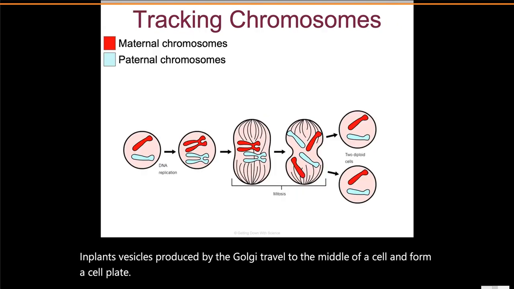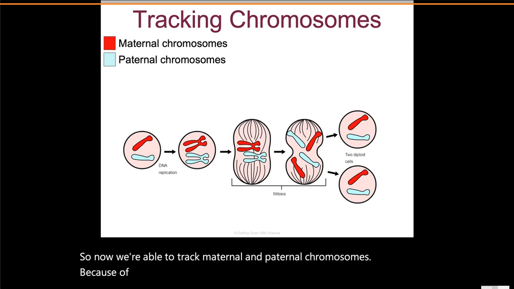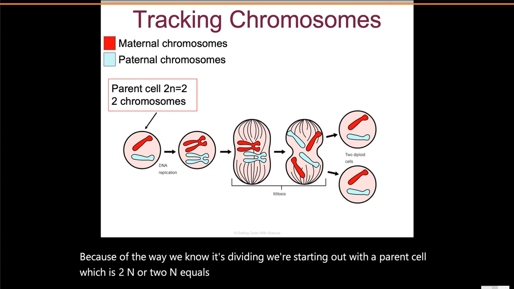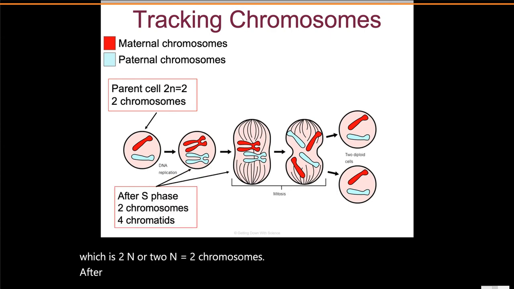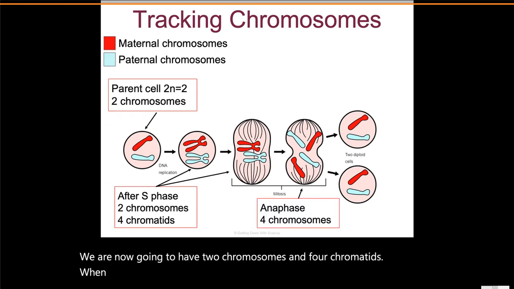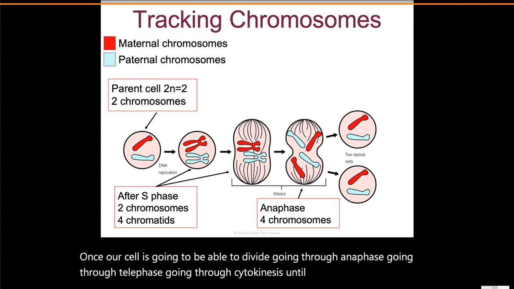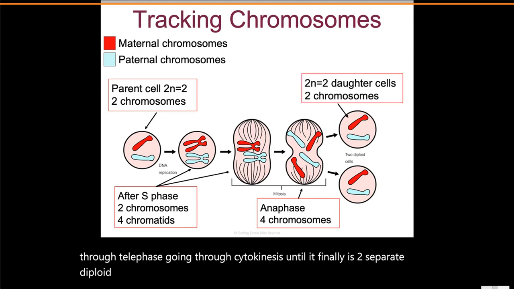So now we're able to track maternal and paternal chromosomes because of the way we know it's dividing. We start out with a parent cell, which is 2N, or 2N equals 2 chromosomes. After S phase, we have 2 chromosomes and 4 chromatids. When we enter anaphase, we have 4 chromosomes. Once our cell divides, going through anaphase, telophase, and cytokinesis, it finally is 2 separate diploid cells, each 2N equals 2 with 2 chromosomes.